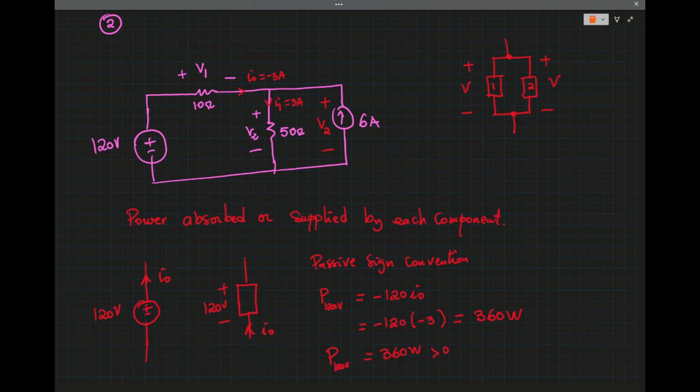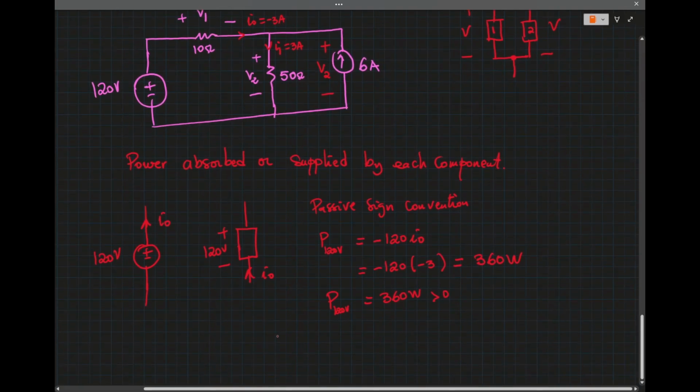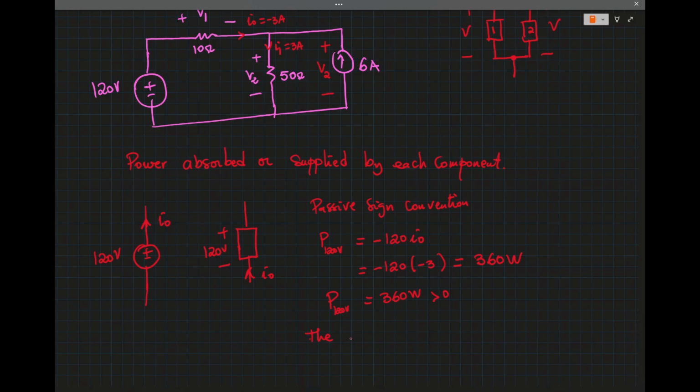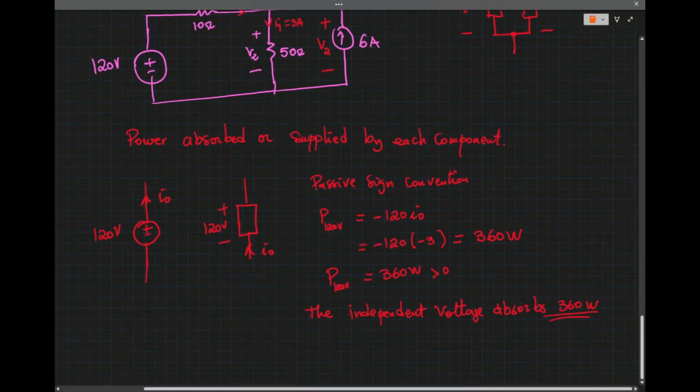It's positive, so that means the independent voltage source absorbs power. So the 120 volt source, the independent voltage source, absorbs 360 watts.